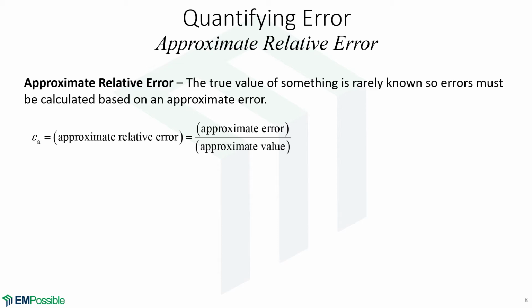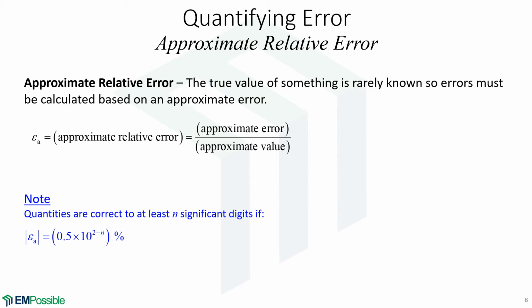So we'll end this with our last measurement of error. This is called approximate relative error. Remember before I mentioned it is extremely rare that we know the actual true value. So usually we only know the approximate value. So we'll just change our definition of relative error a little bit, and we'll say approximate error divided by our approximate value.